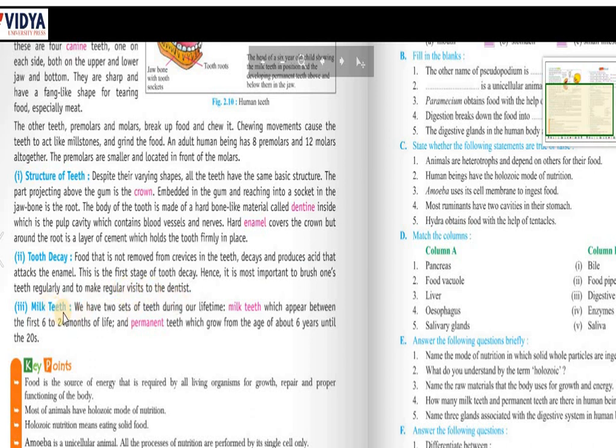Milk teeth. We have 2 sets of teeth during our lifetime: milk teeth, which appear between the first 6 to 24 months of life, and permanent teeth, which grow from the age of about 6 years until the 20s.